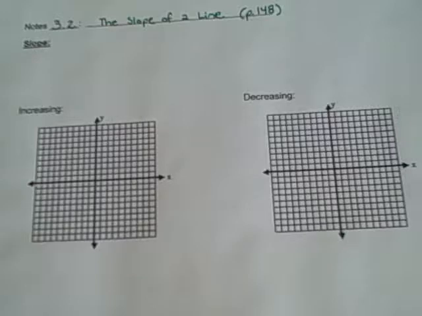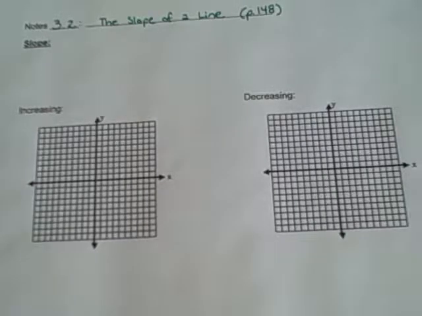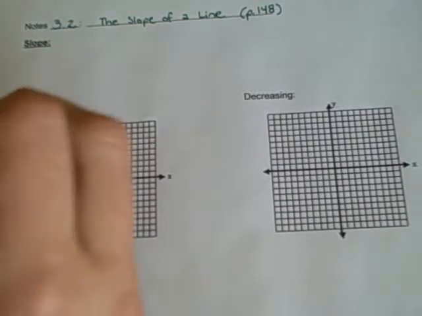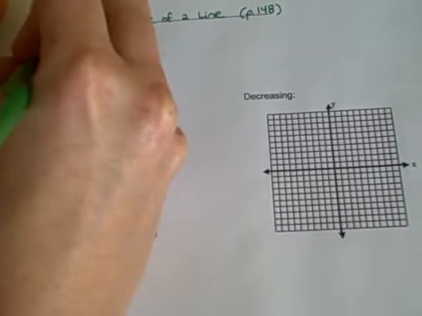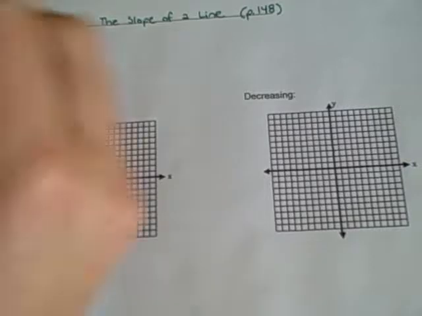The slope of a roof, the slope or grade of a highway, the ski slopes. Those are all talking about the incline or decline of something. The formal definition of slope is the change in the vertical direction over the change in the horizontal direction. We use the letter M to denote slope.